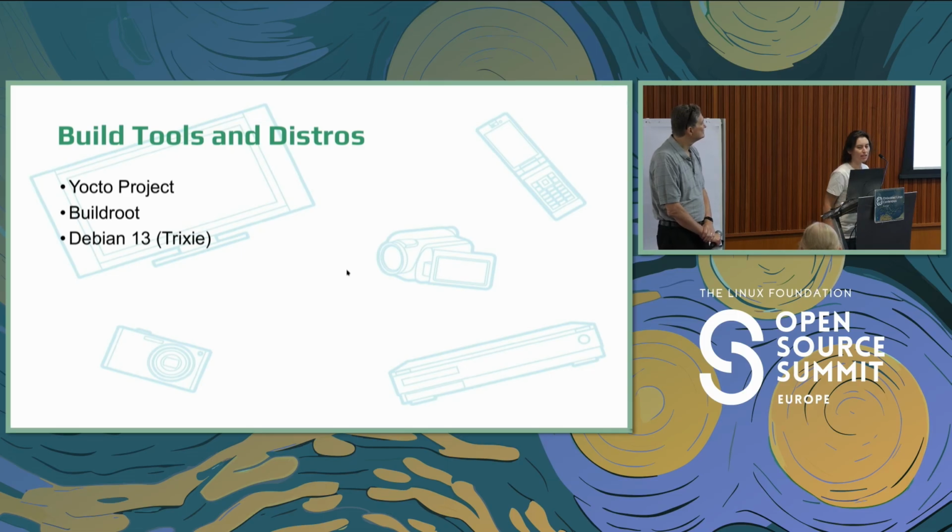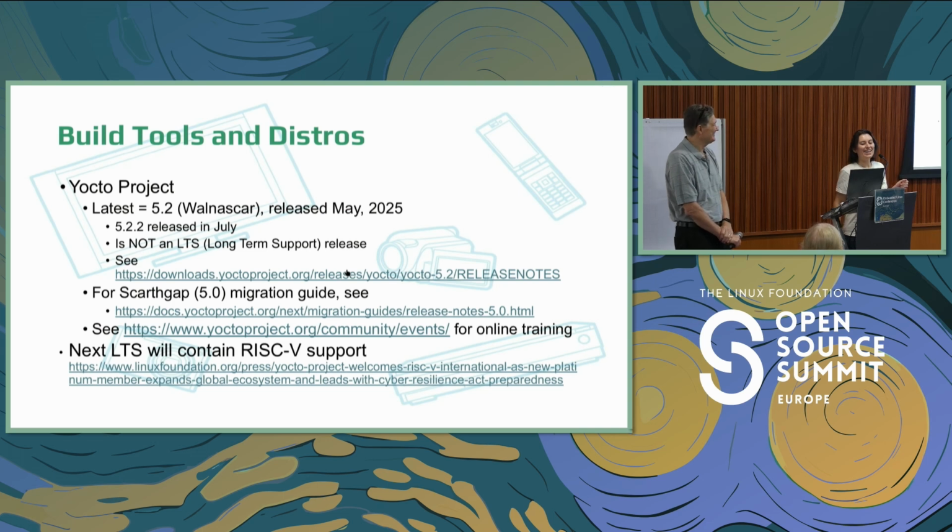Now on build tools and distros, we have news on the Yocto Project, Buildroot, and Debian 13 has been released as its own bullet point. On the Yocto Project side, the latest version 5.2 has been released in May. It's not an LTS. It has some internal changes. The migration guide is there. And the Yocto Project news for the recent months is that RISC-V has become a first-class citizen, and the next LTS will have official support for RISC-V.